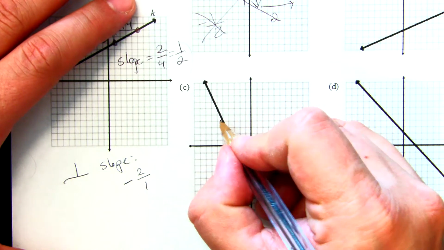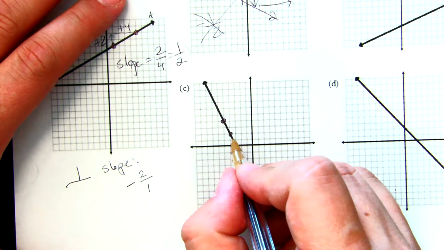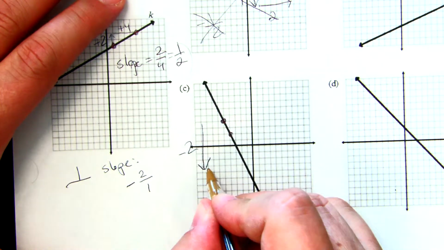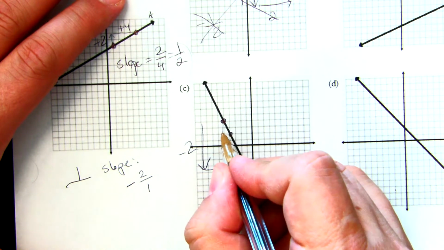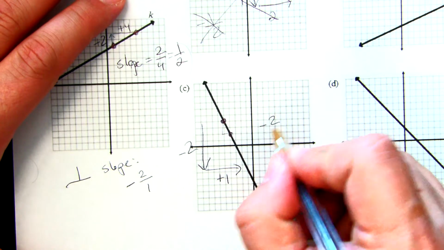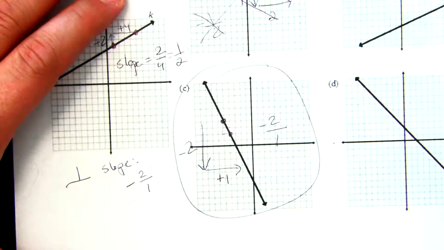C. Okay, here's a point, and here's a point. So what do I do to go from the one point to the other point? I go down 2, and then I go over positive 1. So I go down 2, over 1. So my slope is negative 2 over 1. Oh, that's what I was looking for, right? So this is my answer.